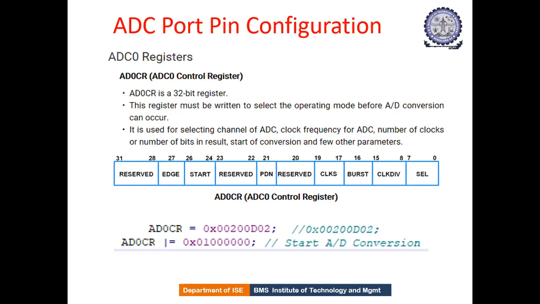ADCR is a register of bits 0 to 31, and all those bits are specified in this particular register table. We can see most of the places are reserved, and we have something called the select bit. The select bit is used for selecting the particular ADC operation. We also have the clock. The clock specifies whether we are supposed to use 1 clock, 2 clock or 10 clock, depending upon the requirement.